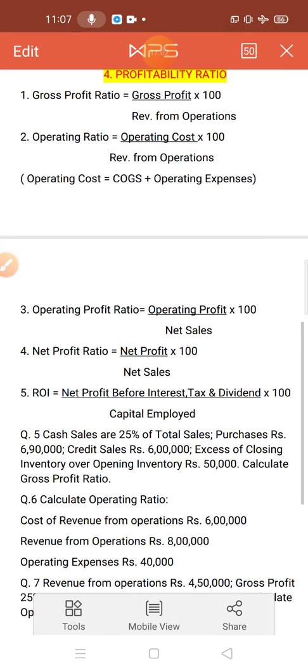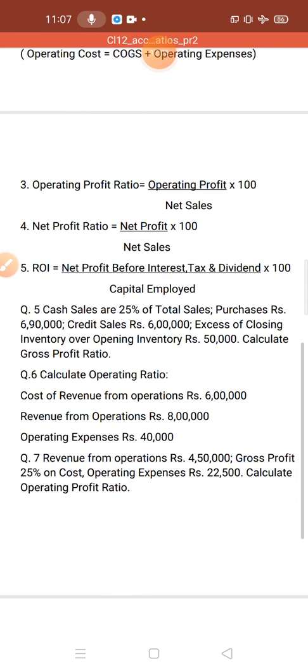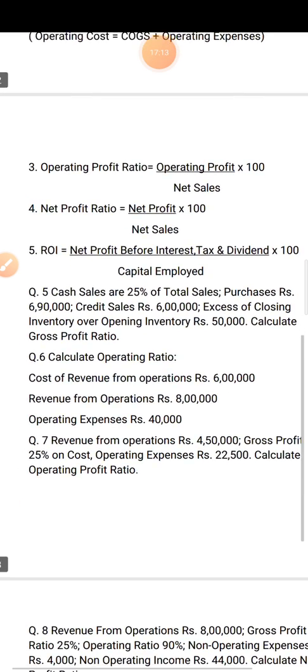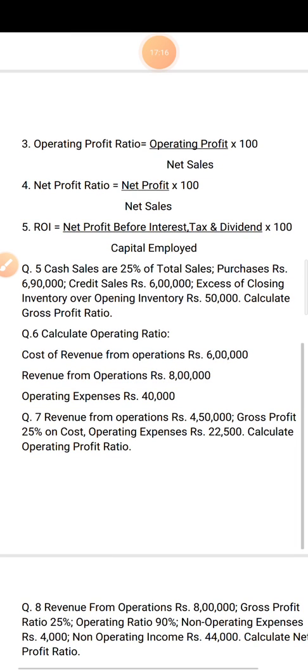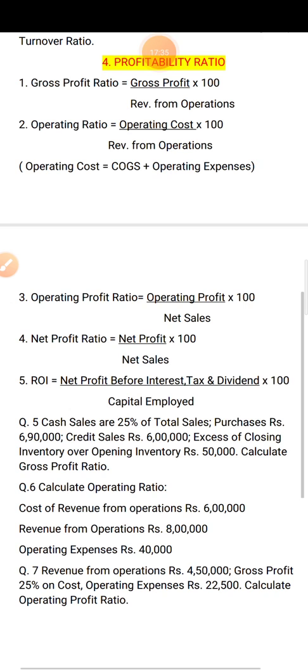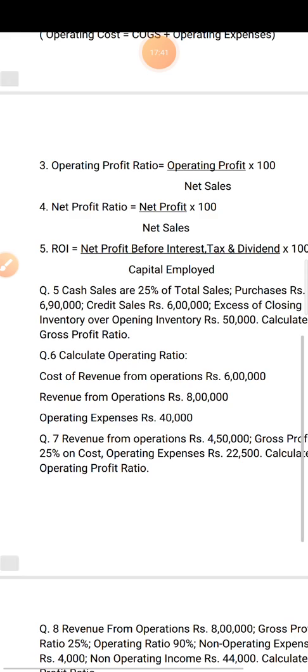The next is operating profit ratio. The operating profit ratio formula is operating profit upon net sale into 100. The next one is net profit ratio. The net profit ratio formula is net profit into 100 upon net sale. Next is return on investment. The formula is net profit before interest, tax and dividend into 100 upon capital employed. So under this ratio you have to learn 5 formulas and note them down in your fair notebook.